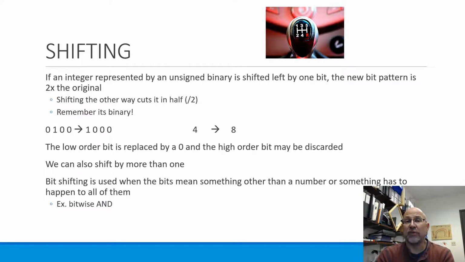Now, if we shift to the left, then we have to add a 0 on the right-hand side. And if we shift the other way, we would do the same thing. Now, shifting can occur in one digit, or we can do more than one at a time. So bitwise shifting is sometimes used when we want to do some kind of calculation that requires us to do something along the entire set of bits.